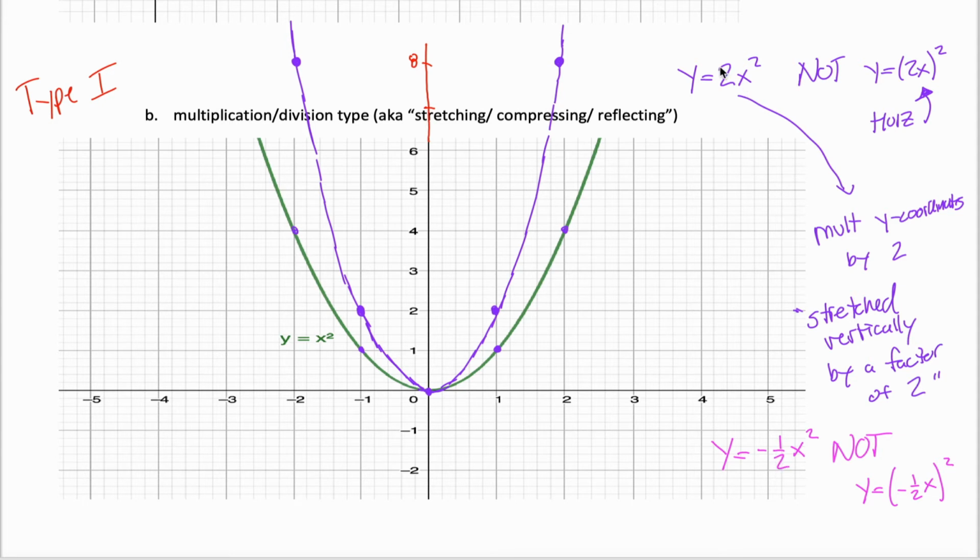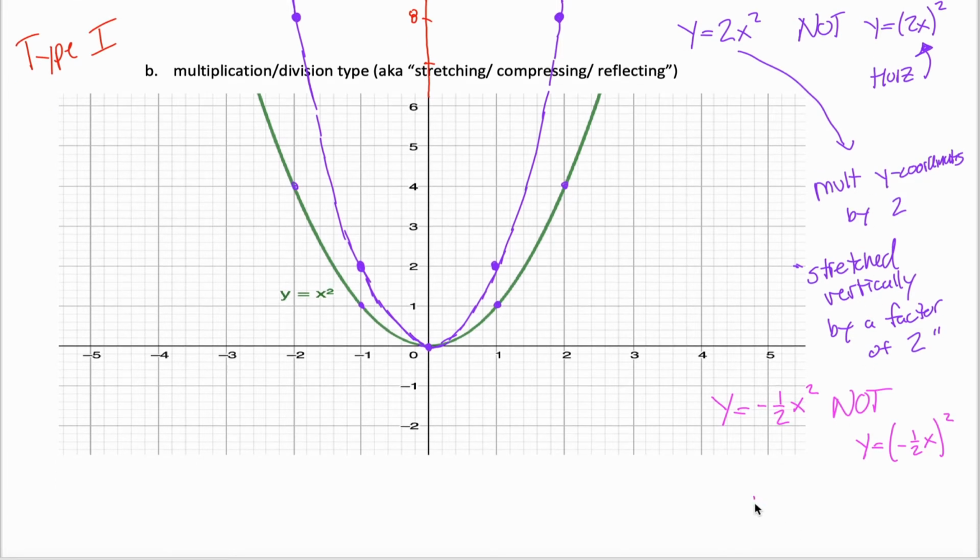Well, really all I'm doing is I'm changing this 2 into this negative 1/2, so it makes a lot of sense to think that instead of multiplying the y coordinates by 2, I'm just going to multiply all the old y coordinates by negative 1/2. And that's 100% true, that's what we're going to do. This y coordinate used to be positive 4. 4 times negative 1/2 is negative 2, so it's going to end up down here.